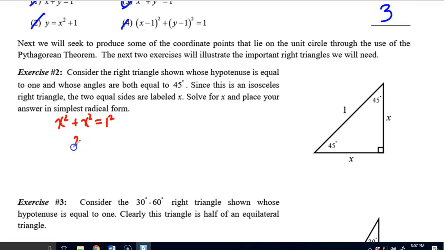Okay, so combine like terms. We've got a 2x squared equals 1. Divide both sides by 2. X squared equals half. Now we've got to get x by itself, so let's square root, and the left side becomes the absolute value of x. Remember that from your Algebra 2 course. When we square root a square, we don't get x, we get the absolute value of x. And over on the right side, we get square root of 1 over the square root of 2. I can physically distribute the square root to the numerator and denominator.